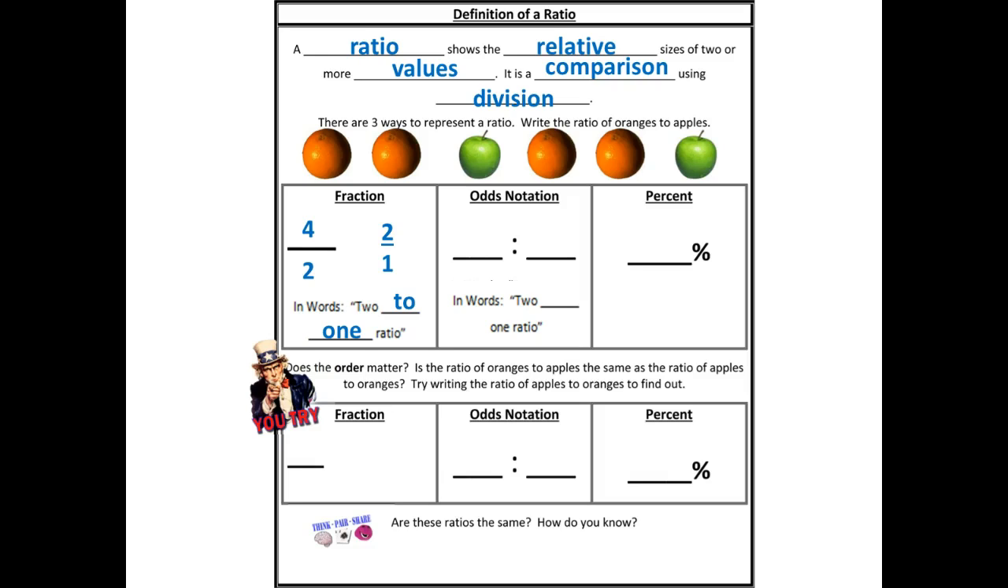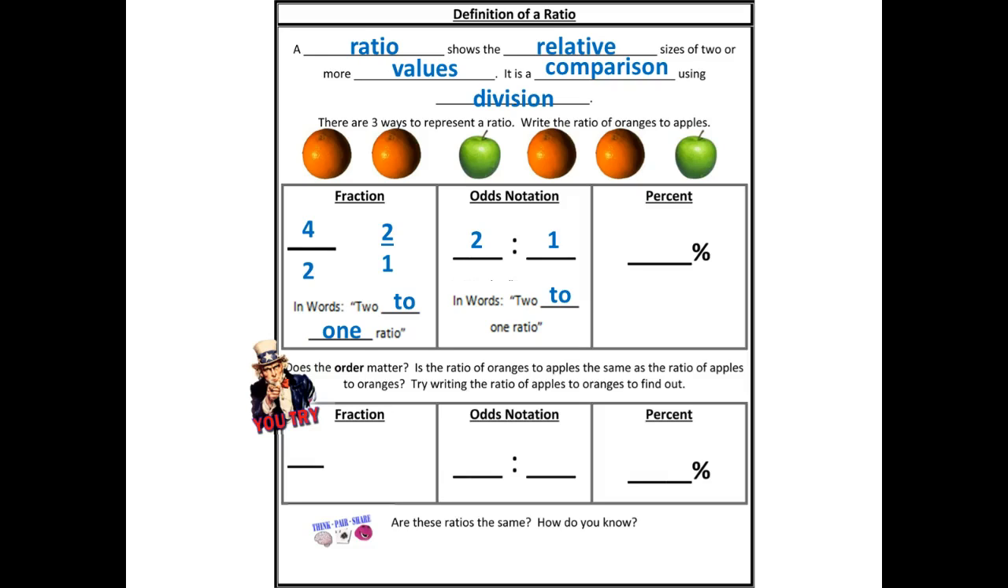Odds notation is just another way of representing the fraction version of a ratio. Instead of reading it numerator to denominator, we would read it from left to right. So now we have a 2 to 1 ratio. Again, that would be a 2 to 1 ratio. Notice that both the colon in odds notation and the fraction bar in a fraction represent the word "to" when we're reading a ratio.